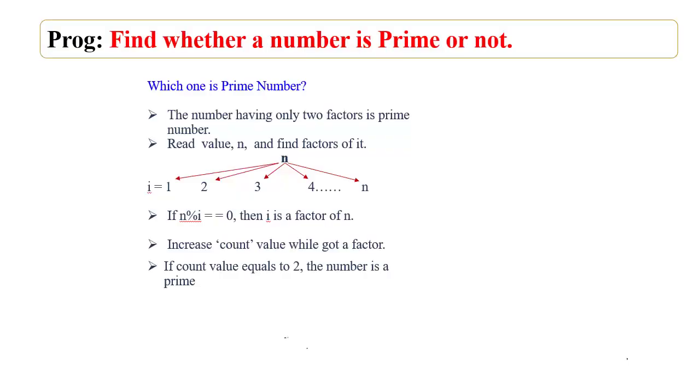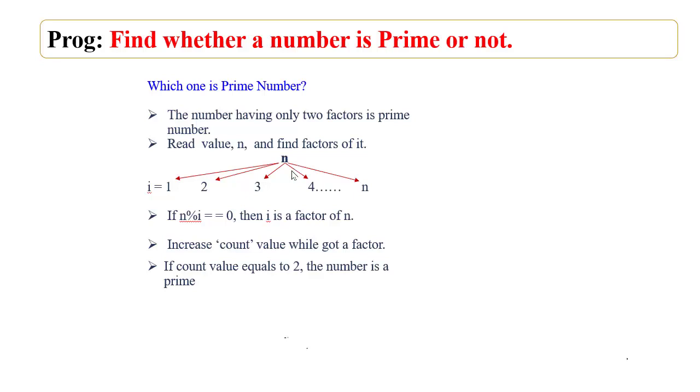Now checking whether a particular number is prime or not. To check it, first we need to know which one is a prime number. The number which has only two factors is the prime number. So first we need to find the factors of a particular number. How to find it? Say any number n, we will check whether this number is divisible by 1, by 2, by 3, by 4 up to n.